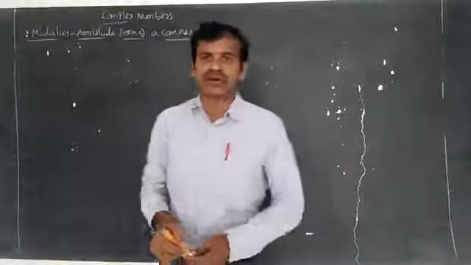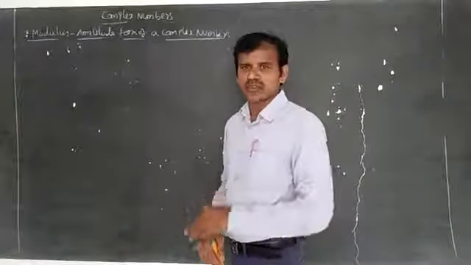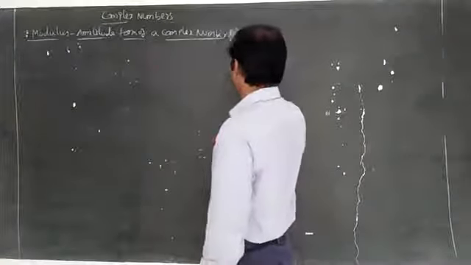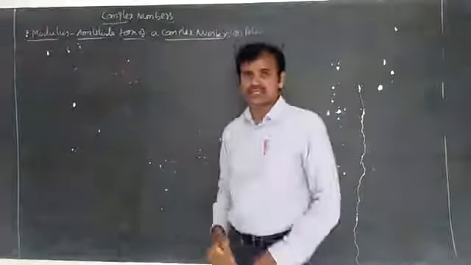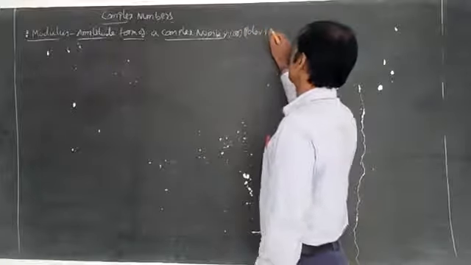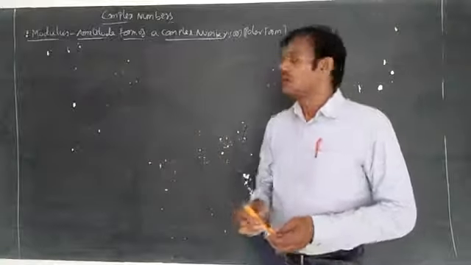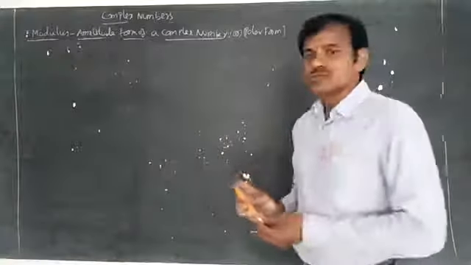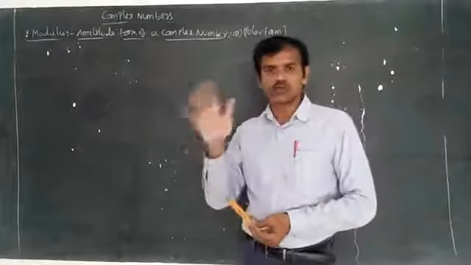Modulus amplitude form of a complex number. The first notation is only modulus amplitude form, or later you can call it by another name. So the main name is modulus amplitude form, and the secondary name is polar form. There is just a small difference between the modulus amplitude form and the polar form. In polar form, you can take the angle from 0 to 2 pi.